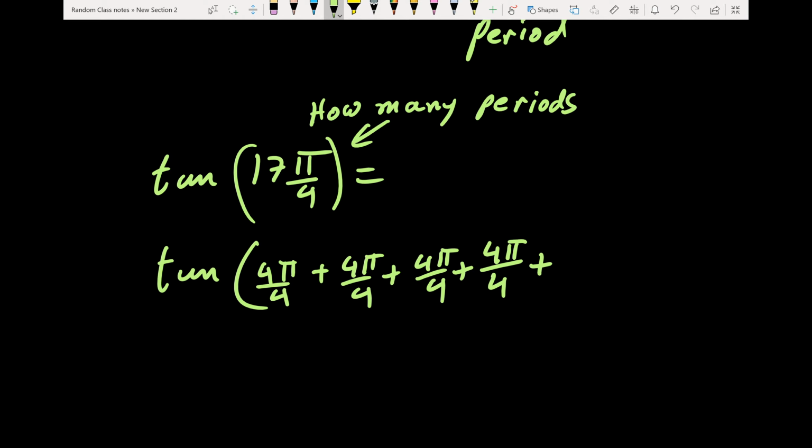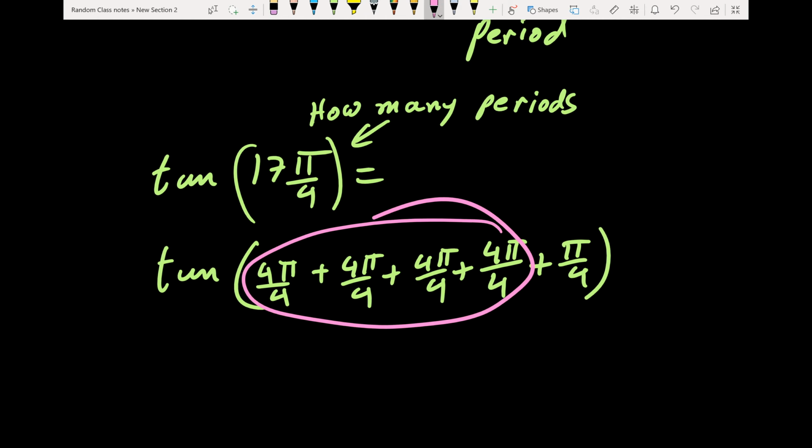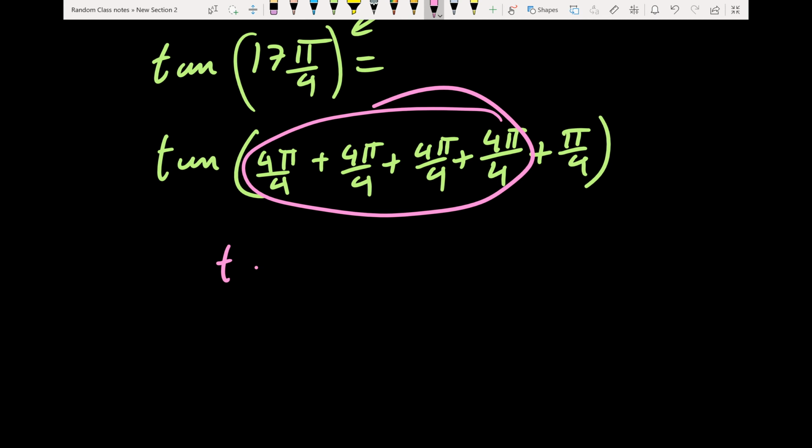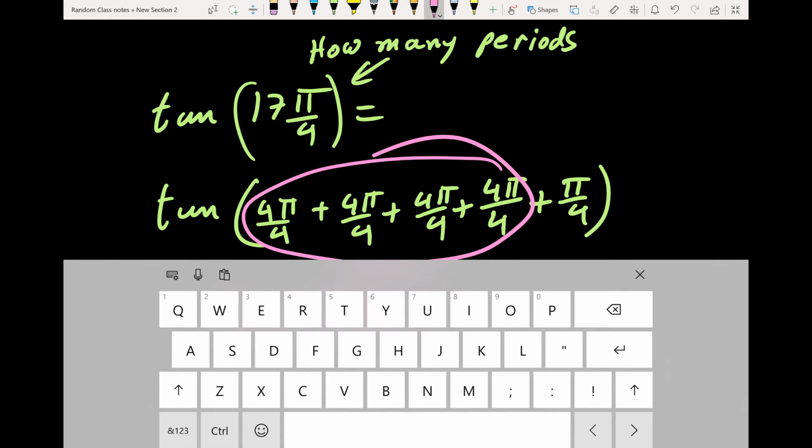And then the last one is what? What do you have left? Just 1 pi over 4, right? So we know that for the periods, we don't even need that. We could just take it out and look at pi over 4. And what's the answer in this case? What is it, guys? 1. Okay.